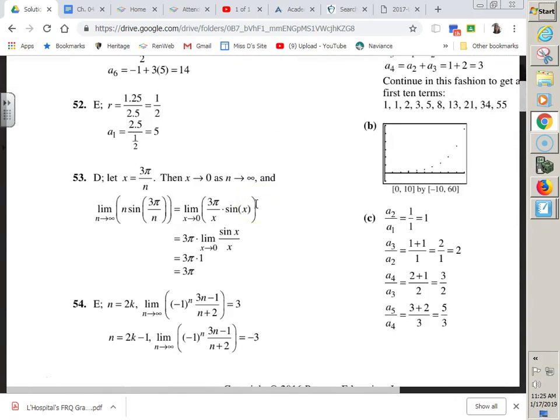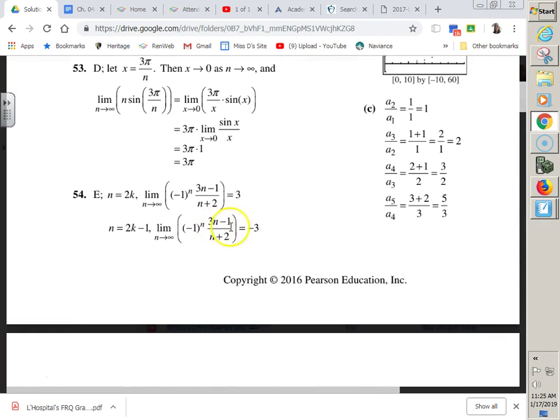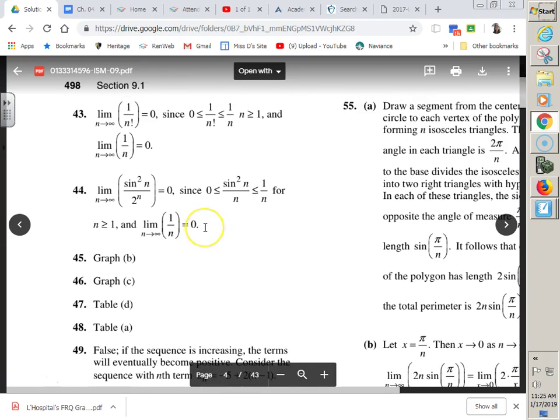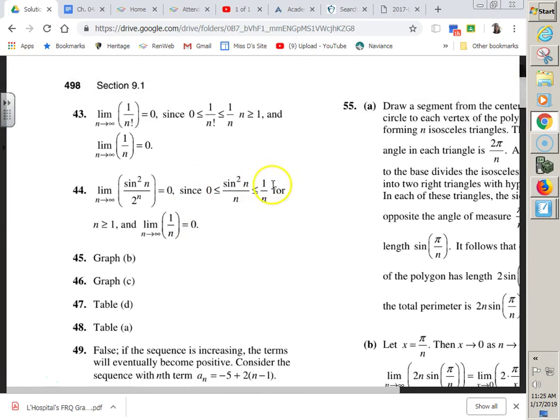Sorry, number 54. Wait, you skipped 44, 46. Oh, lo siento. I asked for the next one. Okay, 44. That's the one we did. This right now, 0. Oh, we already got that one. Yeah, that's the one we're supposed to squeeze. Squeeze between 0 and 1, and then the whole thing is going to be 0.